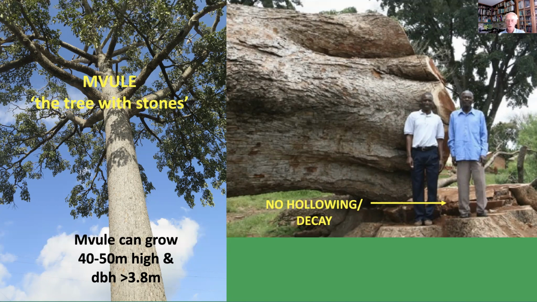The Mvule tree does not rot, does not hollow. It is highly resistant to fungal decay, termite attack, and that's one of the reasons why Mvule or Iroko is often used in marine applications and for example, piling in areas where you don't want the wood to rot.